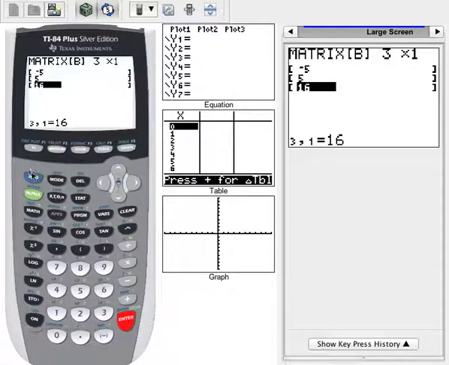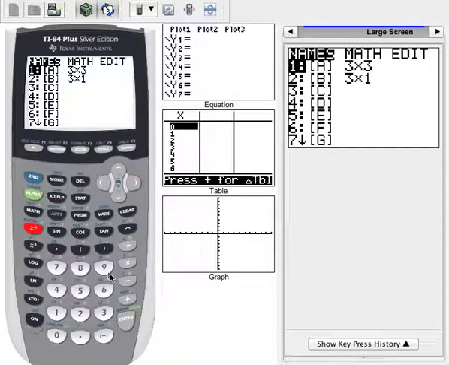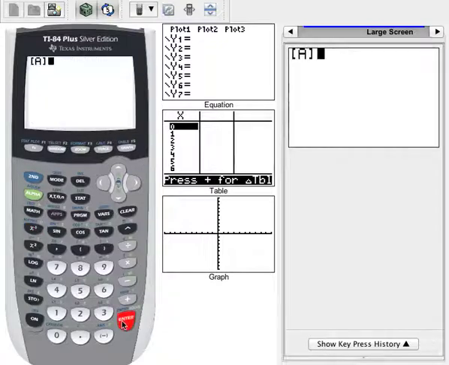So once again, we have to exit out of there. And now we're going to actually do the multiplication. So to solve a system using matrix multiplication, we have to multiply the inverse of A times B. So first we have to select A, so we hit the second and the matrix key again. And this time we're not going over to edit, we'll just stay right there on the names and just select A. And then we have to hit the inverse key, which is this x to the -1 key.